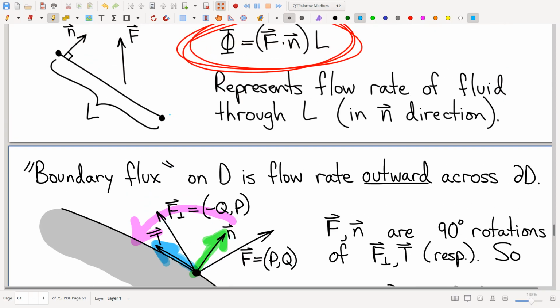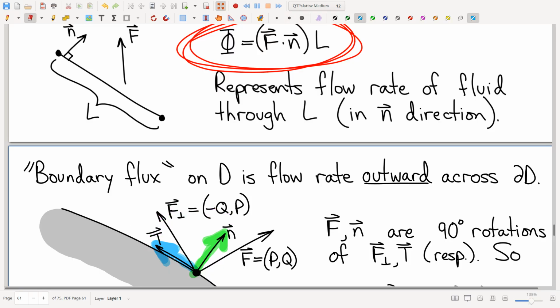From outward, if you rotate 90 degrees counterclockwise, you'll be going tangent to the curve in the direction where the region is on your left. So the standard outward normal always rotates counterclockwise to the standard counterclockwise tangent vector. So n always rotates to t, our unit tangent vector.